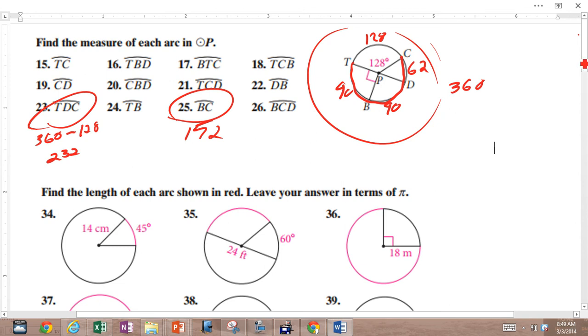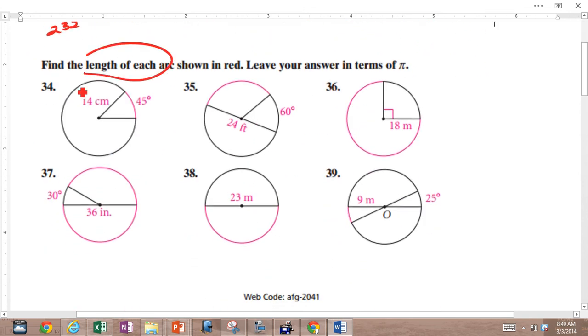Down here we're asked to find the arc length. Remember, arc length is that fractional part of the circumference. So it's the angle measure over 360 times 2 pi r. So for any one of these we're going to have to find the radius, the central angle and the circumference.